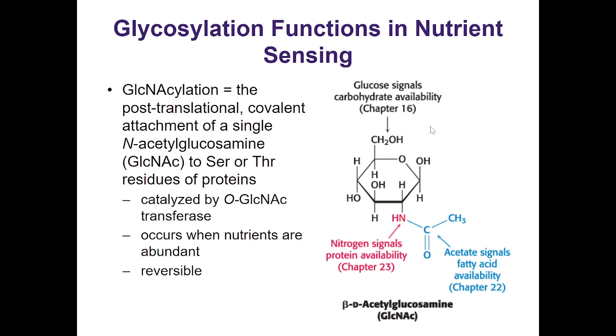This is actually going to be chapter 16, where we really start talking about that, where we're talking about glucose signals. This is going to tell us that we have carbohydrate that's available and tell us how much is available approximately. Okay. By the way, this is the nitrogen signal right here for protein availability, which we'll get into in chapter 23. And this is the acetate signal for fatty acid availability, which will be chapter 22. So I know, don't let it overwhelm you. That's why we'll talk about these things later. Just concentrate on this overall structure for now.